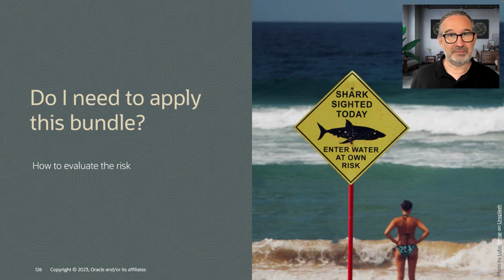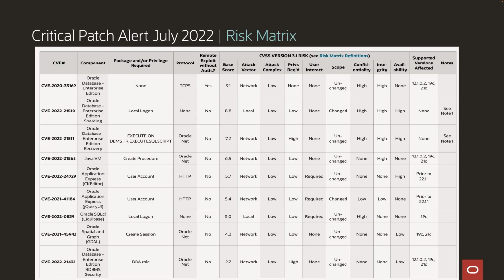Now your question is, do you need to apply them really? Or can you skip them? This month, I'm not in the mood. Should we skip them? So how do you evaluate the risk? With all the products, we deliver a so-called risk matrix. Intentionally here, we use the July 2022 one. And we would like to show you a few things which are really important.